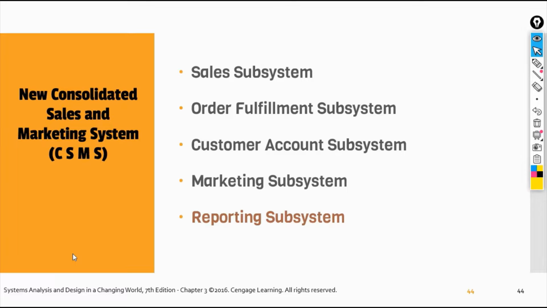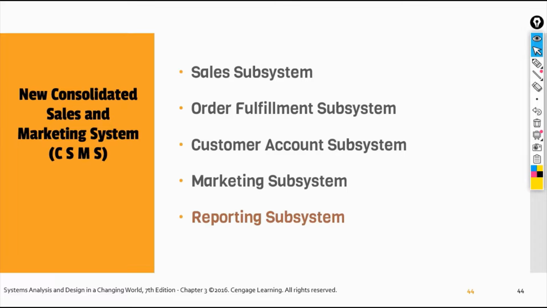So in this lesson, we'll take a look at the use cases that will be used for the new consolidated sales and marketing system, which is our example from lesson 2. As you can remember, there are 4 subsystems for this proposed system: sales, order fulfillment, customer account, and marketing.